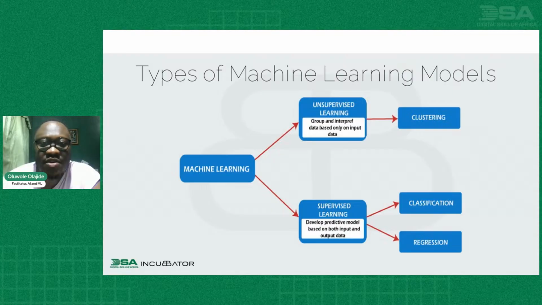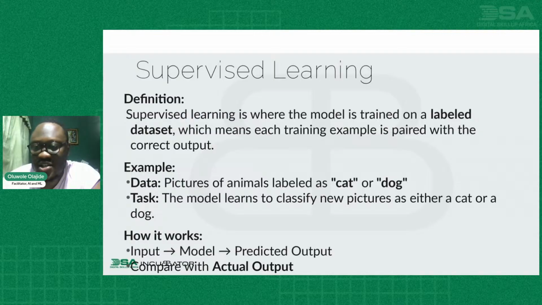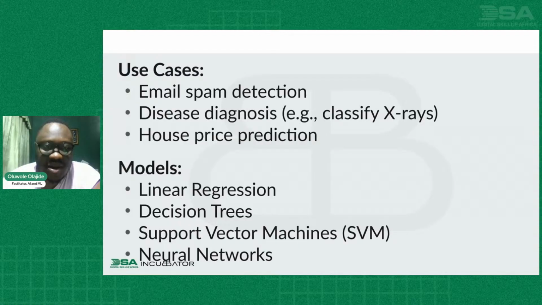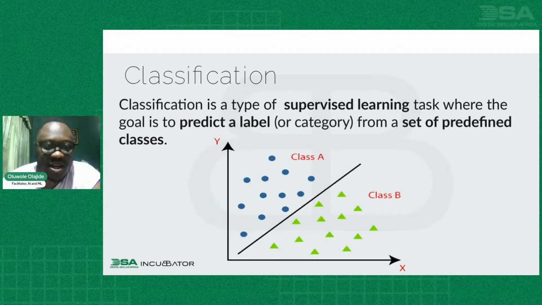All right, then we talked about the types of machine learning models. If you could remember, when I spoke about the unsupervised and supervised, I said for this training, we are looking at just the supervised, which has to do with classification and regression. Then we looked at what supervised learning is, where your data is already labeled, then the example and how it works. Then I told you about the use cases, like email spam, disease diagnosis, house prediction, and things like that. Then we looked at the models you can find under them.